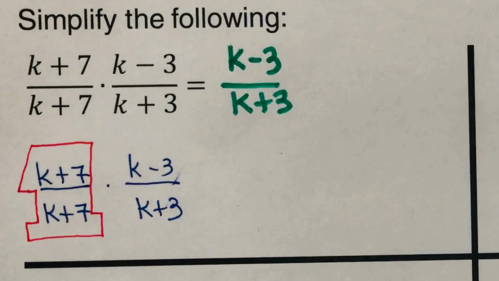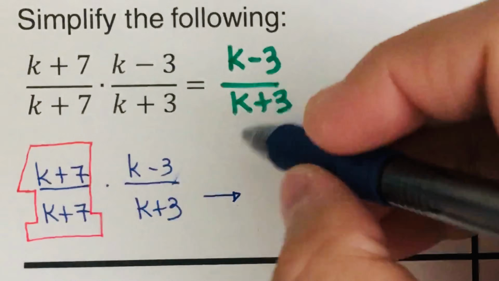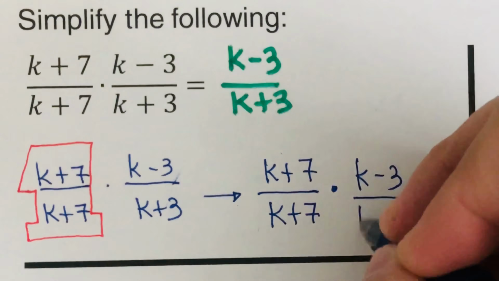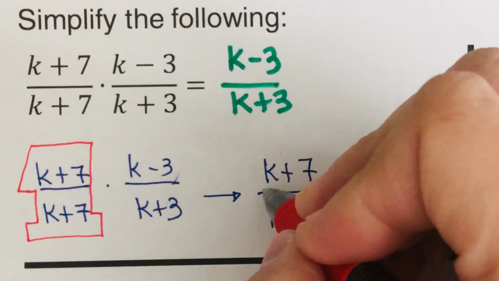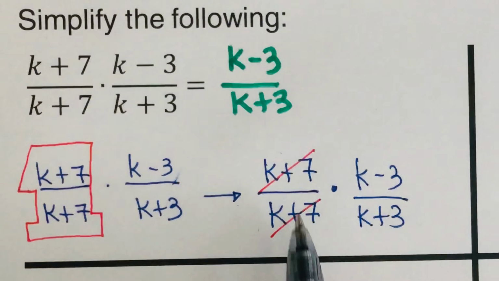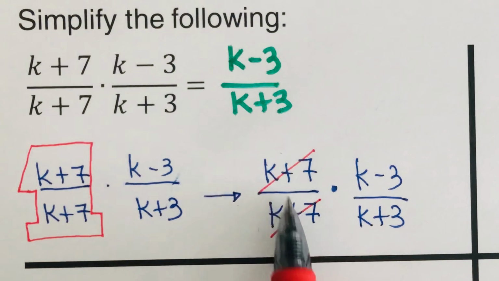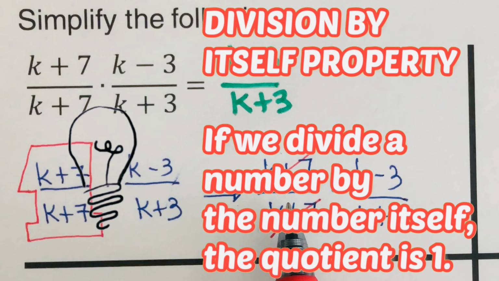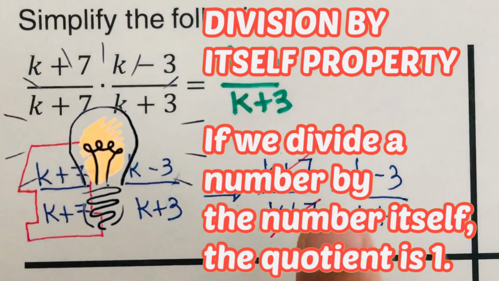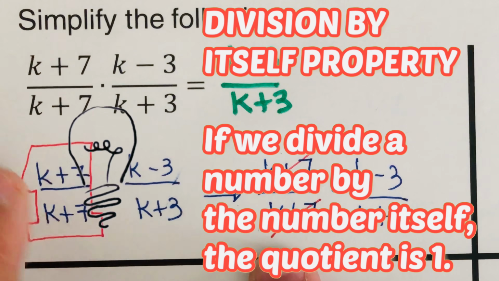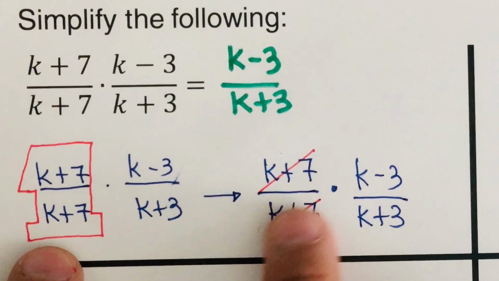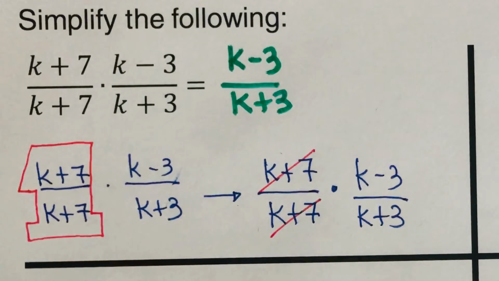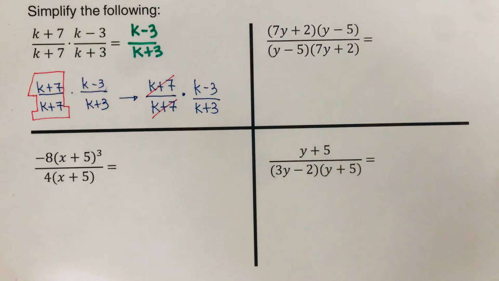Again, the other way to do this is just to cross them out. So I'm just going to rewrite it. So we can cross out the k plus 7 and k plus 7. And again, we remember that this is not 0. We are using the division by itself property, which states that if we divide a number by a number itself, the quotient is 1. So this becomes 1. So pretty much these two are just the same. So instead of writing the giant 1 right here, we can just go ahead and cross them out. But then again, we remember that it is 1. And so the answer would be k minus 3 over k plus 3. Now let's move on to the next example right here.